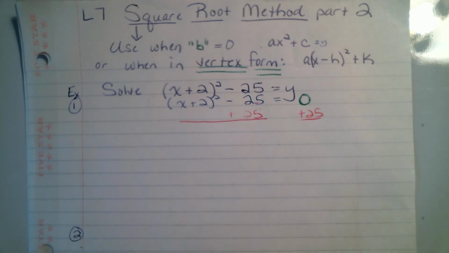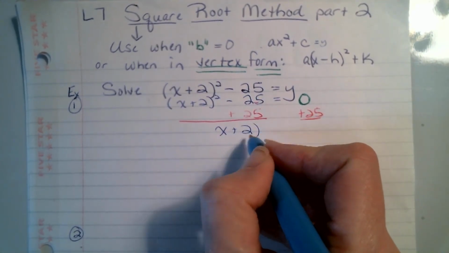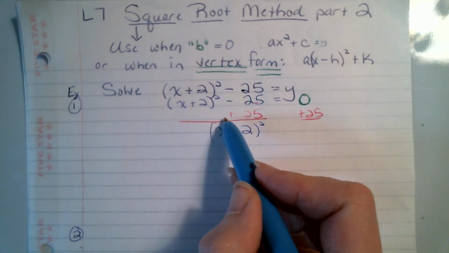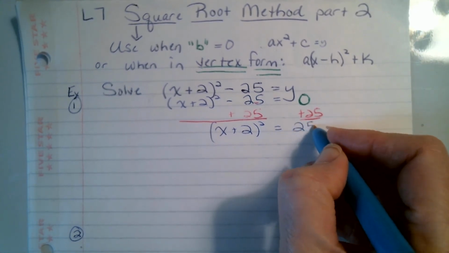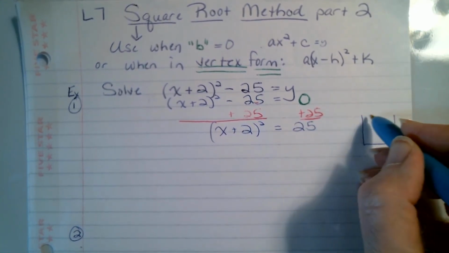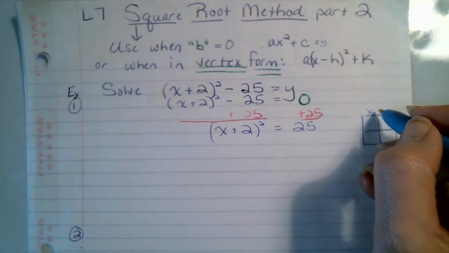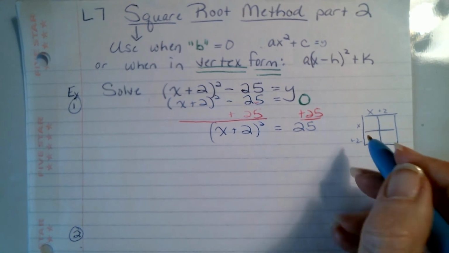So why did I do all that? Because now what's isolated or alone is the square. The square isn't just a variable now. The square is this binomial. And you know, you could maybe visualize that over here, right? We know what's inside is 25, right? Don't know how it's broken up though, right?